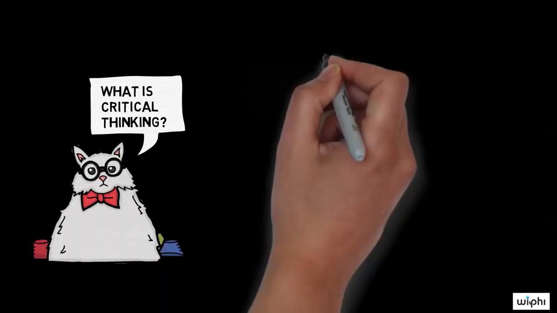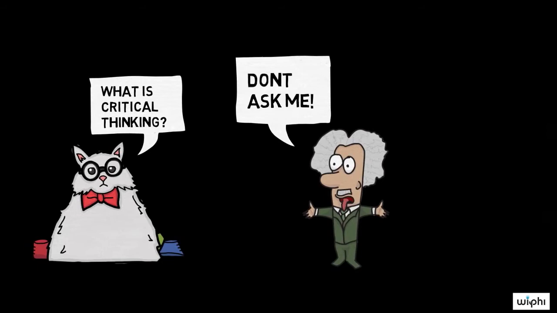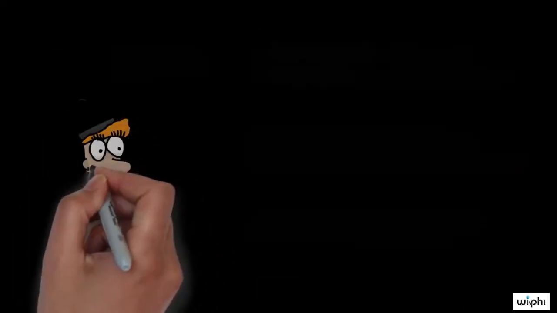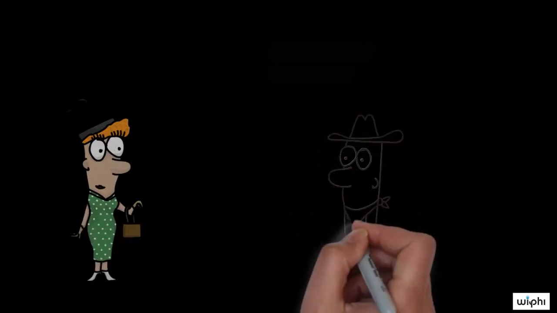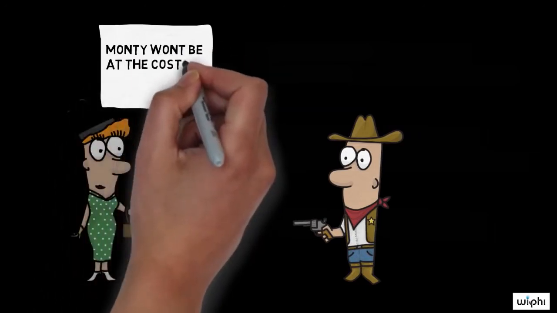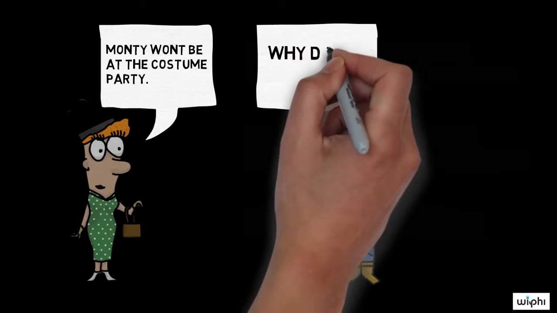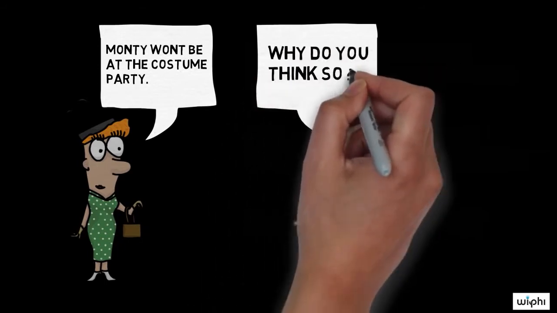Okay, so what is critical thinking? Well, fundamentally, critical thinking is about making sure that you have good reasons for your beliefs. What does that mean? Suppose that you and your friend are talking about who's going to be at tonight's party. And she says to you quite confidently, Monty won't be at the party. You're not sure whether or not to believe her, so it would be natural for you to follow up by asking, why do you think so?